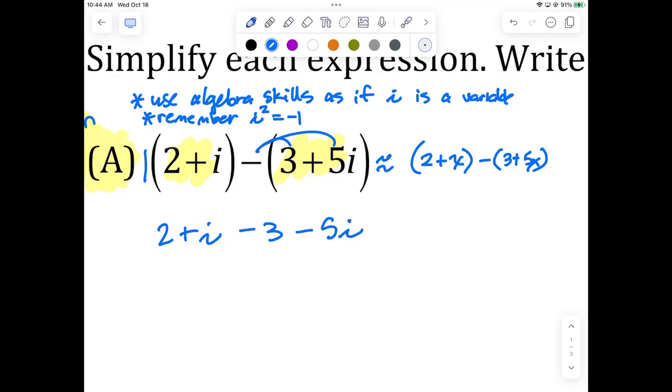So once you expand it all out, now you can combine like terms. So we'll do the numbers first. 2 minus 3 is -1. 1i minus 5i is -4i. And that's it. That's your answer. -1 minus 4i. That's your complex number. The real part is -1. The imaginary part is -4i. Pretty straightforward.